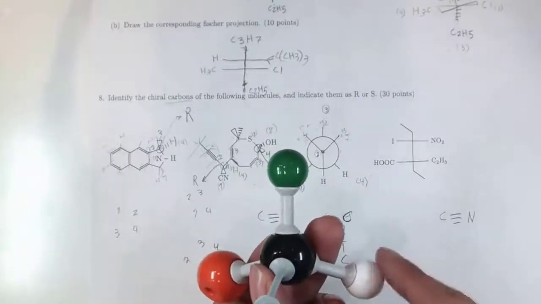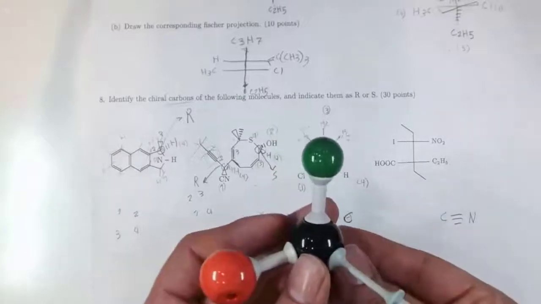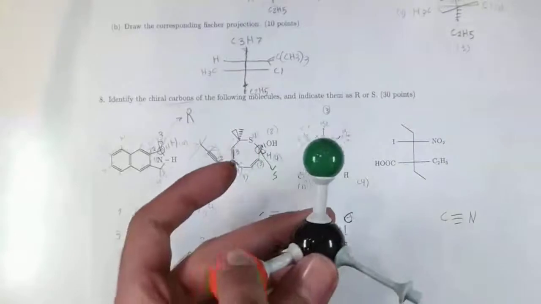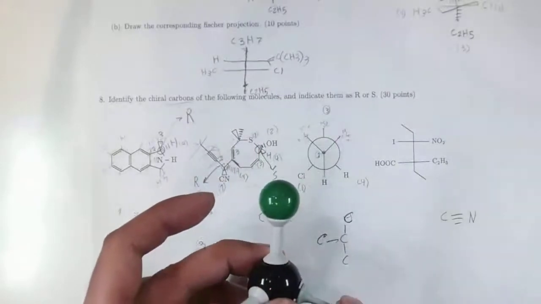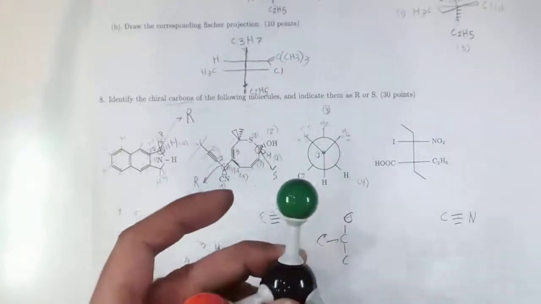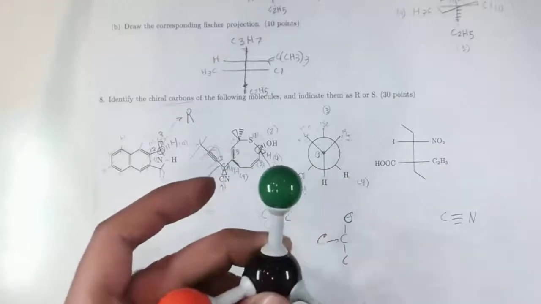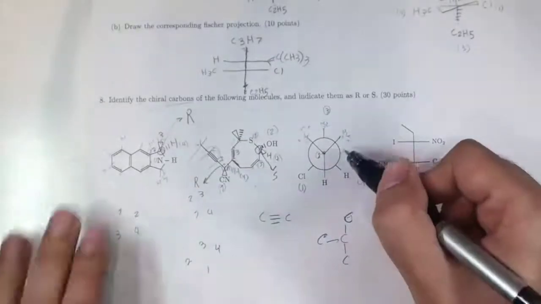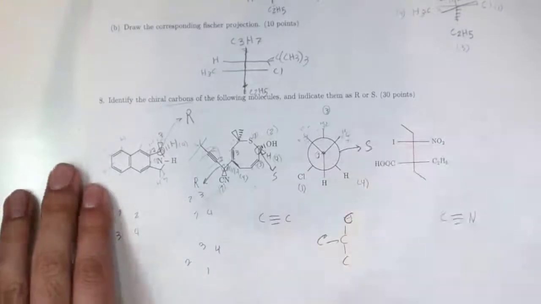So I want to determine it with hydrogen being the least prioritized group facing away from me. So in this way, I would have 1, 2, 3. So I'm going in the counterclockwise direction, so this should be an S carbon.